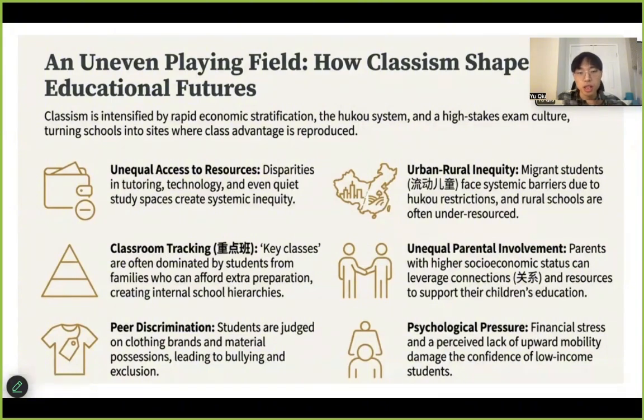Classroom tracking: key classes 重点班 are often dominated by students from families that can afford extra preparation, creating internal school hierarchies. Peer discrimination: students are judged on clothing brand. For example, oh, you don't have Nike.